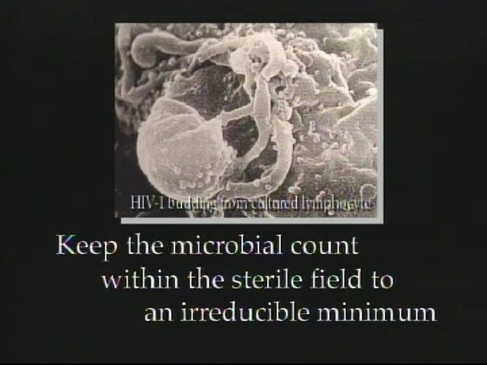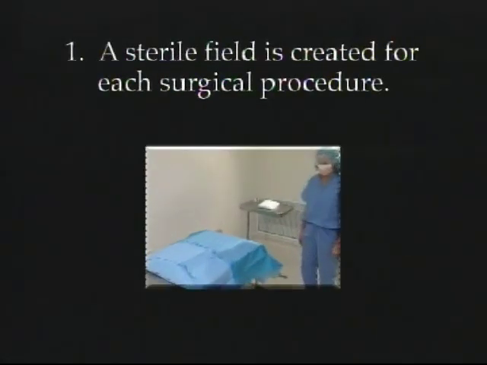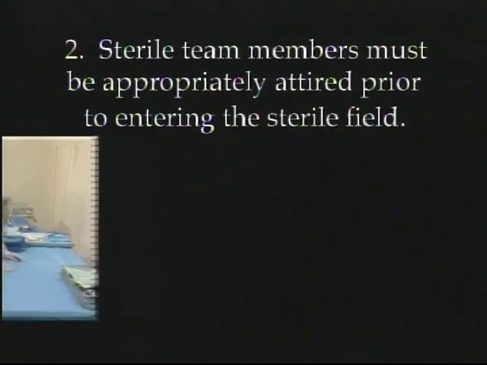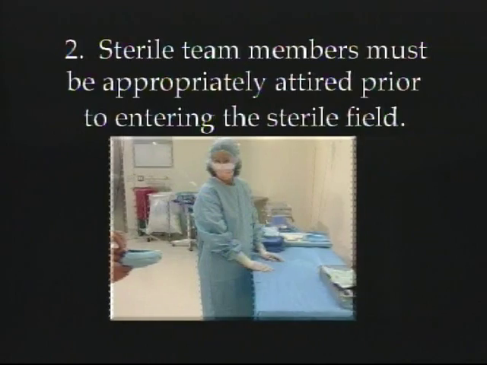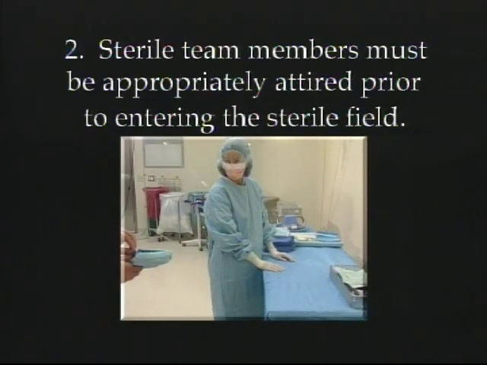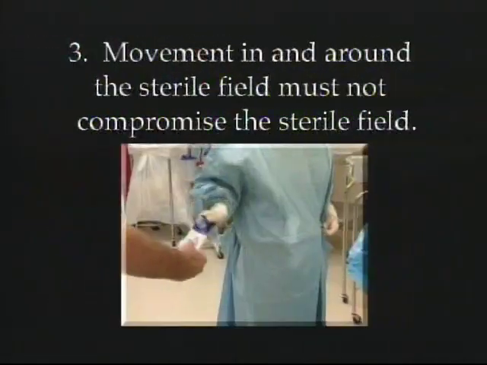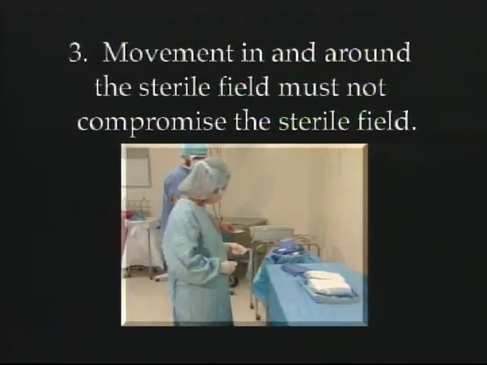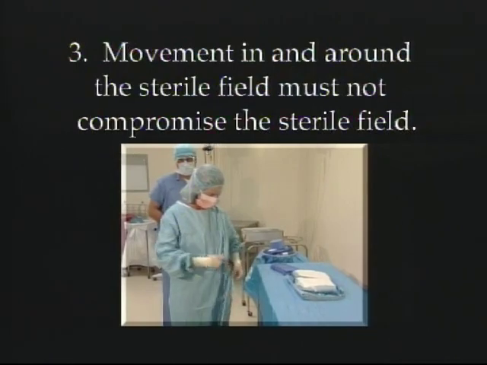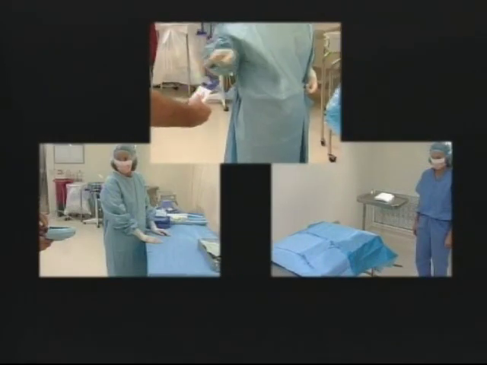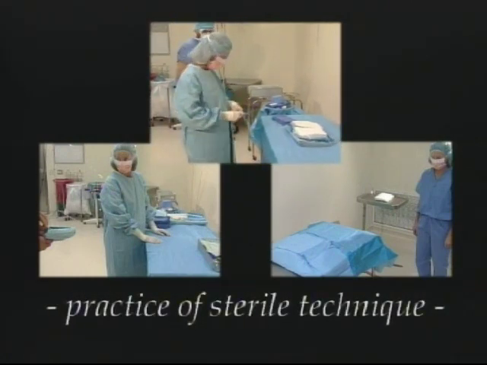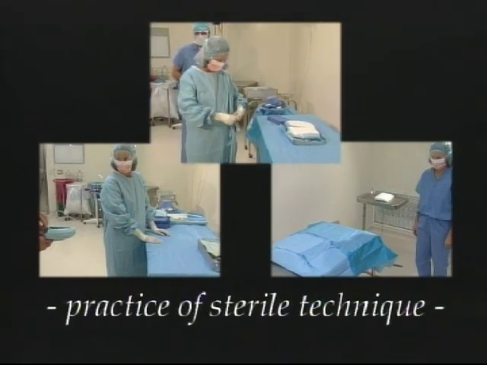The 3 principles of asepsis are: Number 1, a sterile field is created for each surgical procedure. Number 2, sterile team members must be appropriately attired prior to entering the sterile field. Number 3, movement in and around the sterile field must not compromise the sterile field. Applications of the principles of asepsis are many. Application of the principles of asepsis is referred to as the practice of sterile technique.